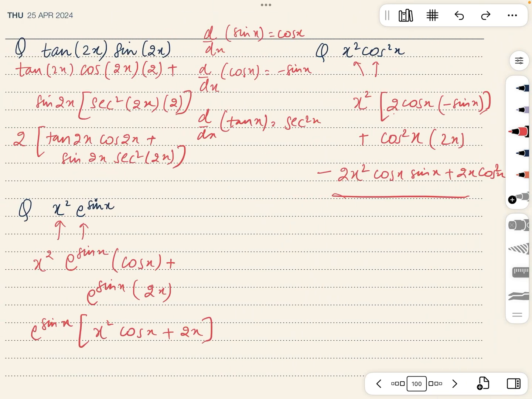I think that's it, and soon we are going to see the quotient rule also.